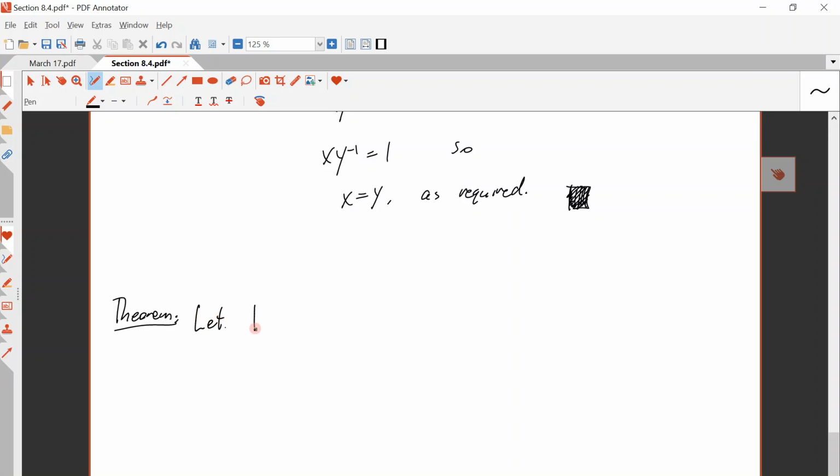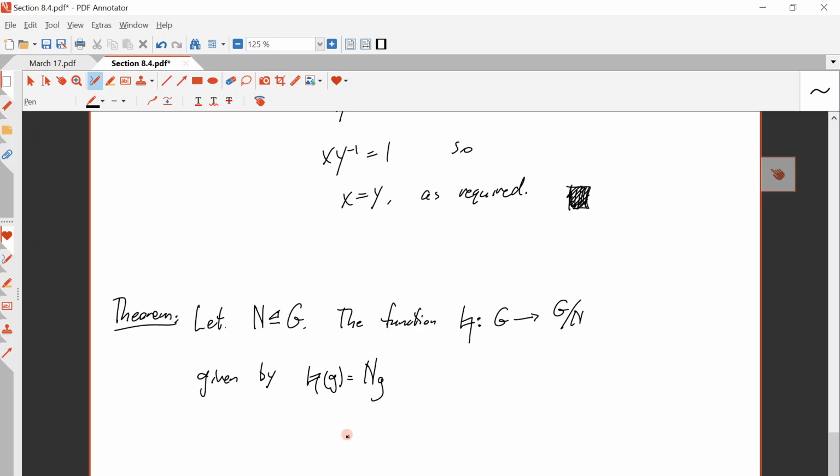Let N be a normal subgroup of G. Okay, the natural function from G to G mod N, given by natural of g is equal to the right coset Ng, is a homomorphism with kernel N.